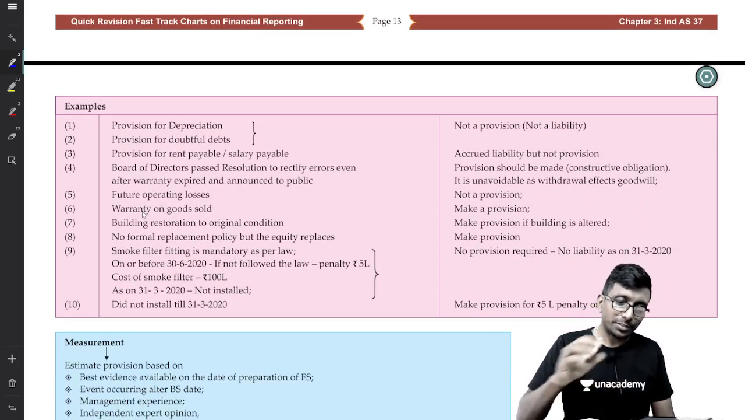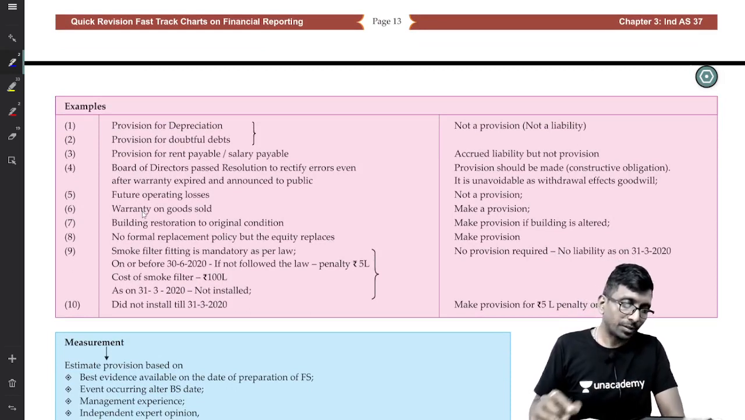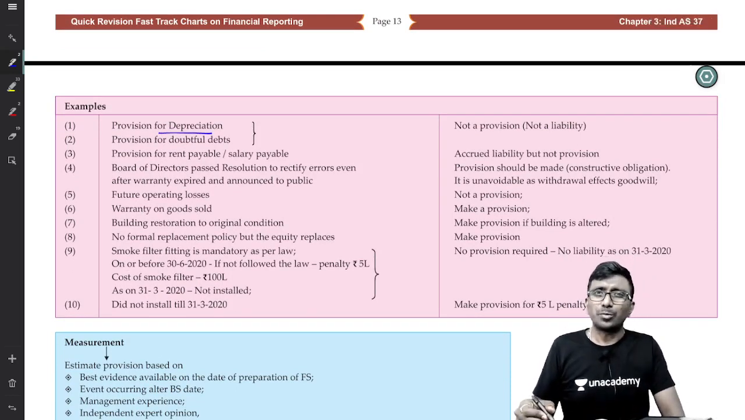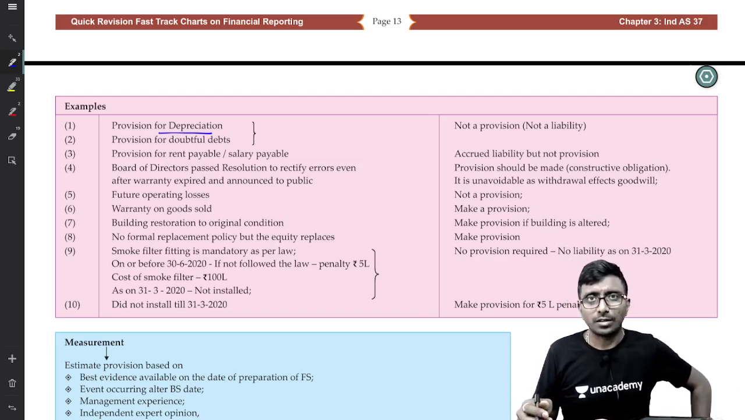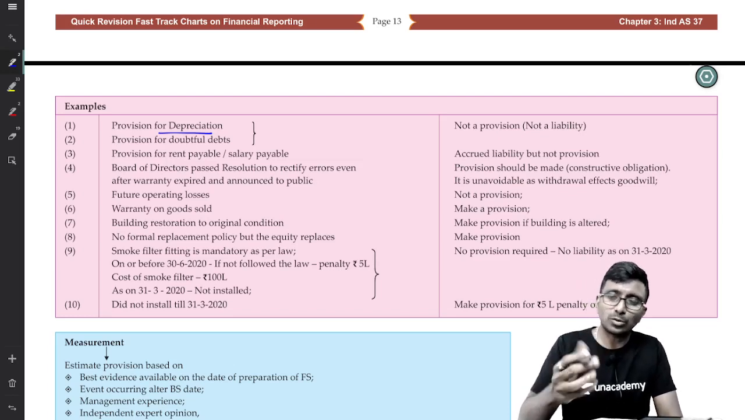I have given some examples here. You can have a look at them. Provision for depreciation, I said. Provision for depreciation, is it a provision, my dear? It is not a provision. Is it a liability? Do I need to pay somebody, the machine? No.